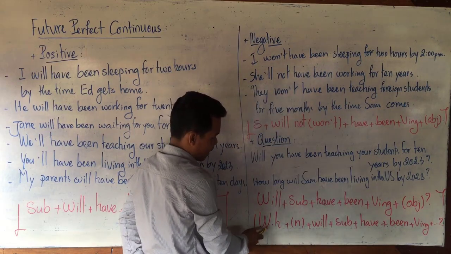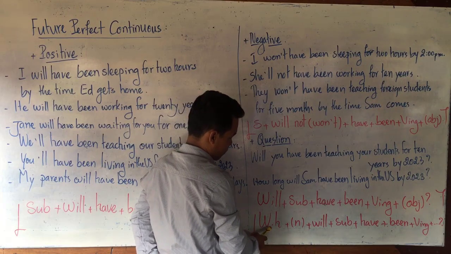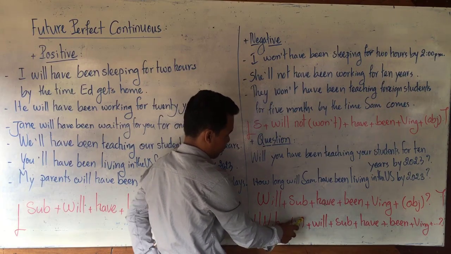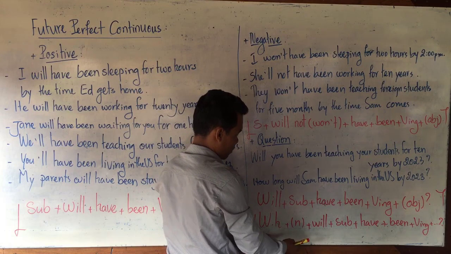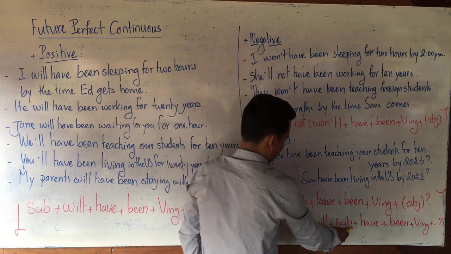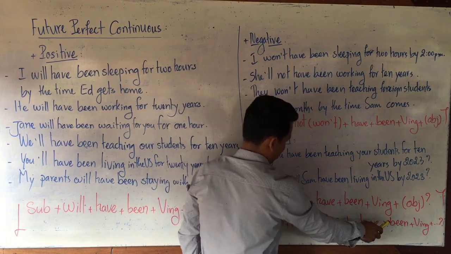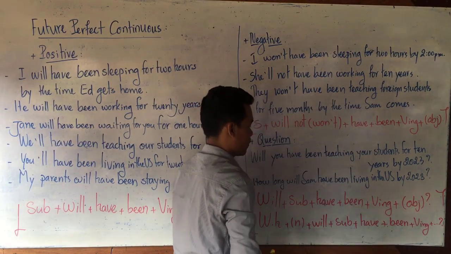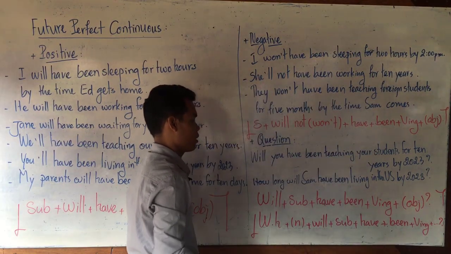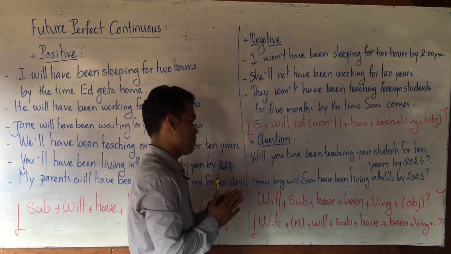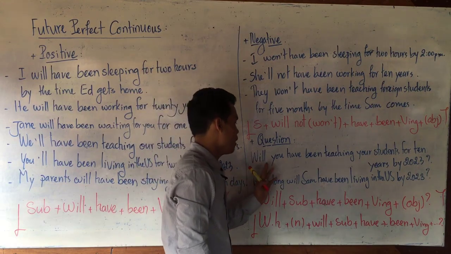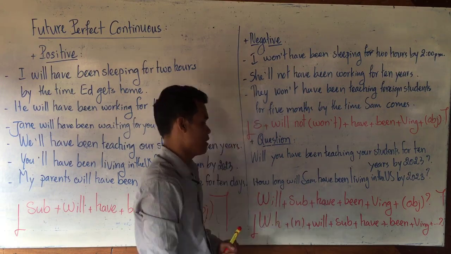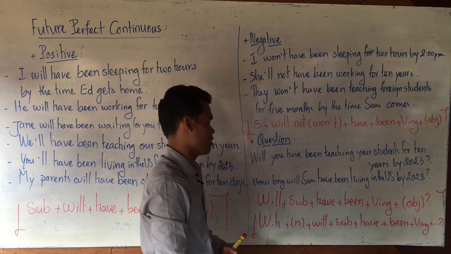And one more is the WH questions. We have WH plus noun in brackets, optional, plus will plus subject plus have plus been plus verb-ing, and blah blah blah. I don't want to write an object in brackets to avoid confusion. For a yes/no question, for example, when you ask, will you have been teaching your students for 10 years by 2023?